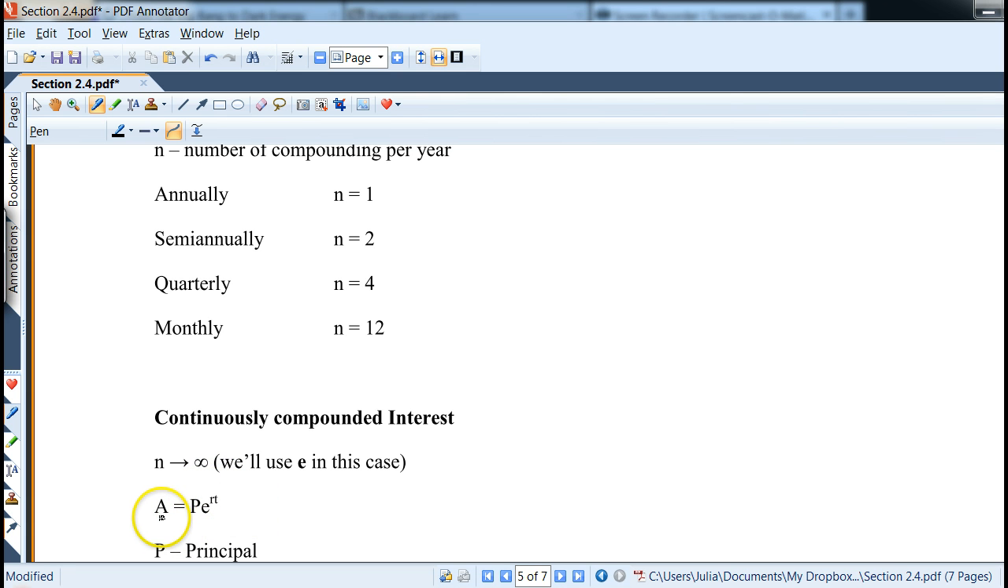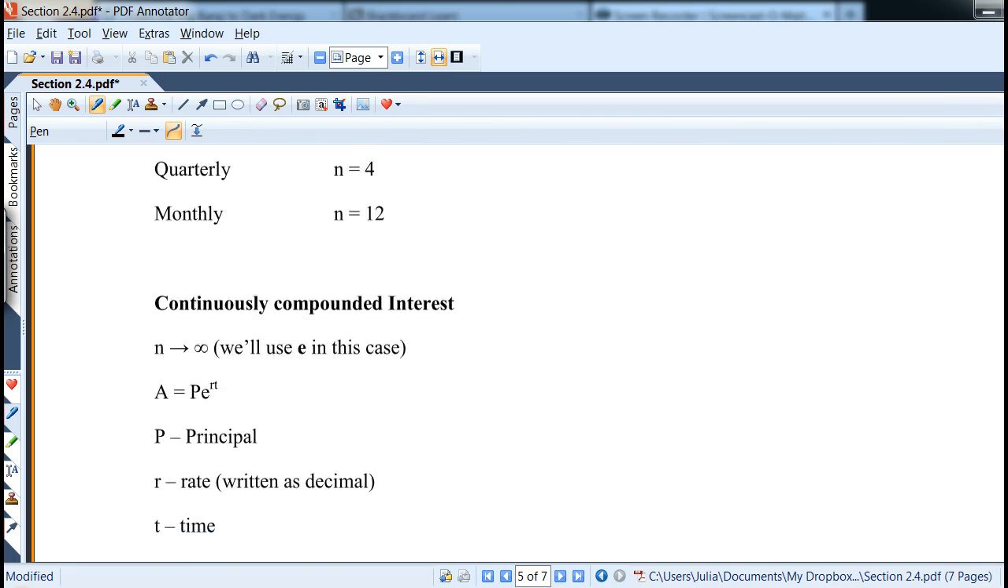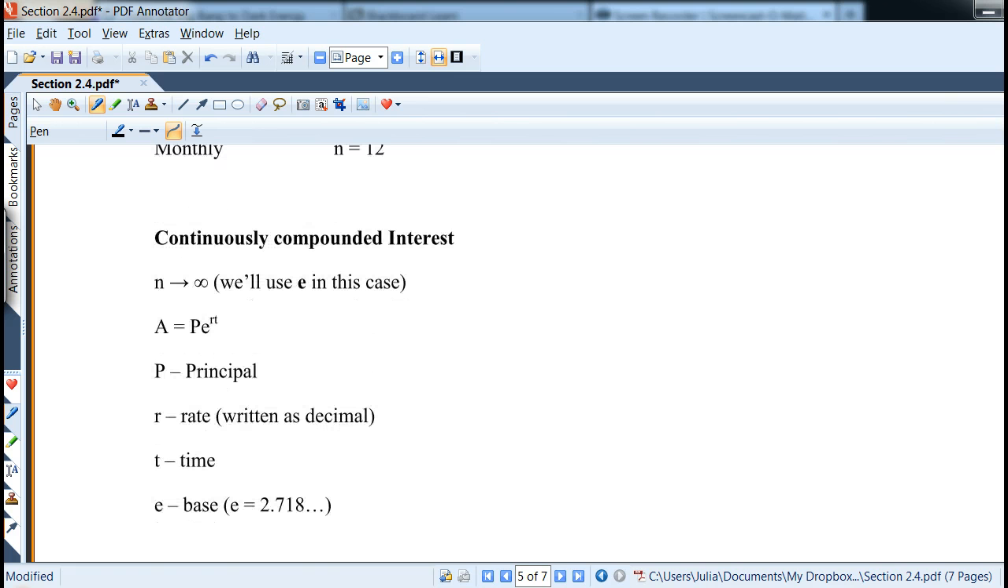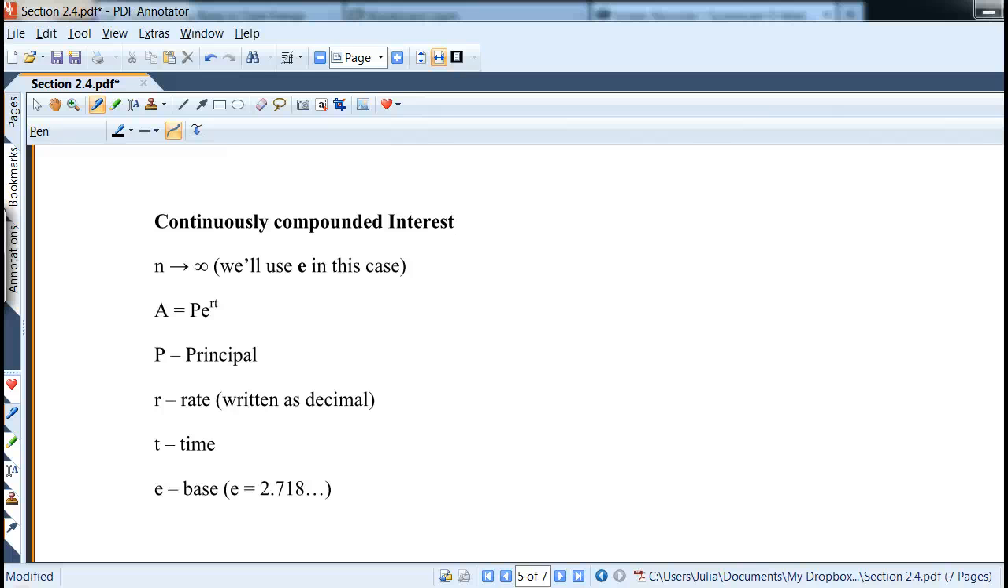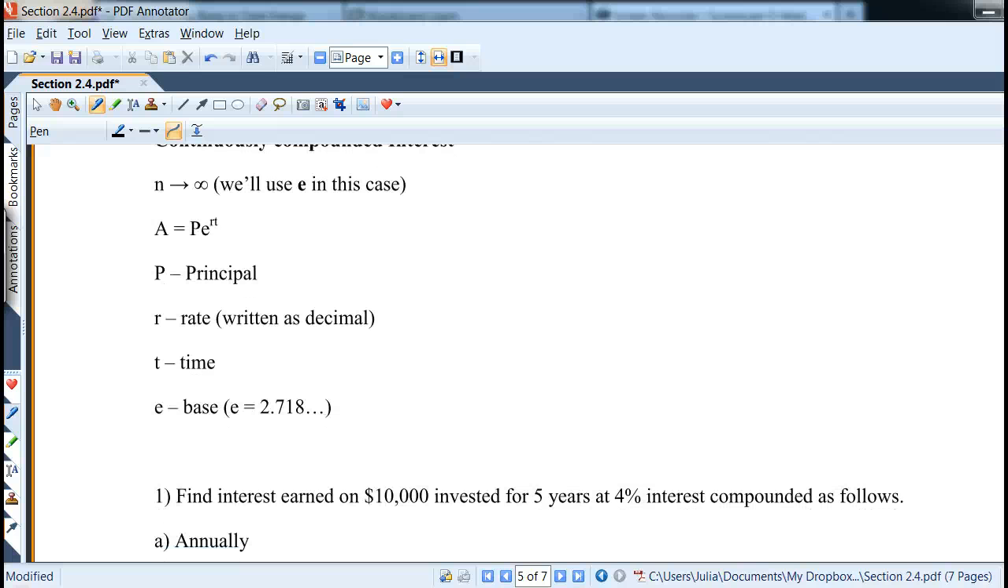And the equation we'll use is A equals P e to the rt power, or sometimes it's called PERT. Well, that's kind of what it looks like. Same idea. P is the principal, R is the rate, T is the time, and E is the base, which is usually found in your calculators, but it's 2.718 and so on. It keeps on going.